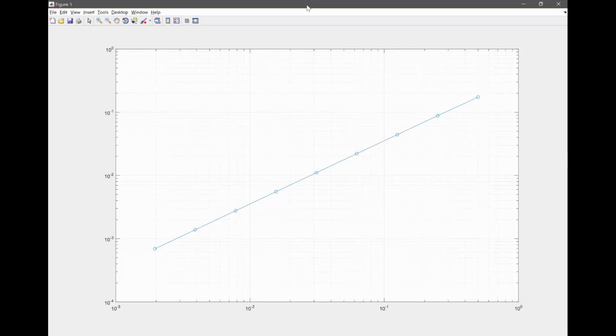So I get a straight line in log space. What does that mean? It's a power law, right? A straight line in log space is a power law. What does the slope of the line mean? It's the value of the power. So here, can you see from the slope of the line, is the method first order or second order? It's first order. All right.